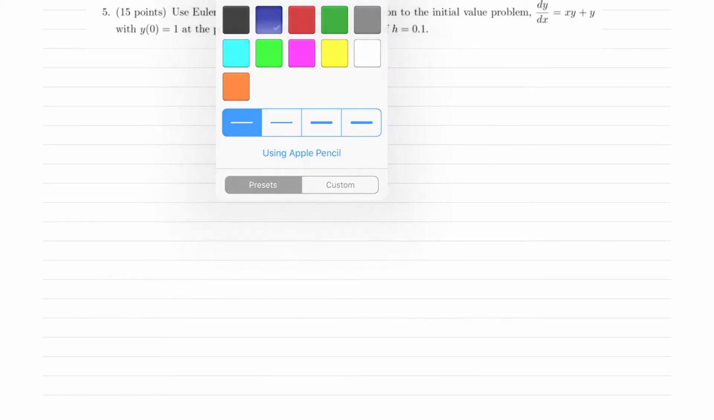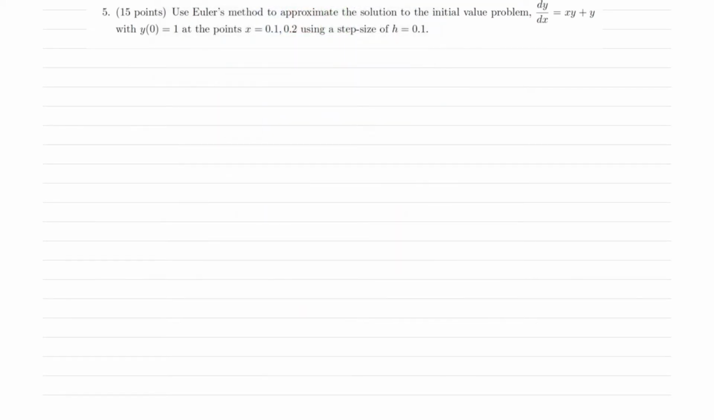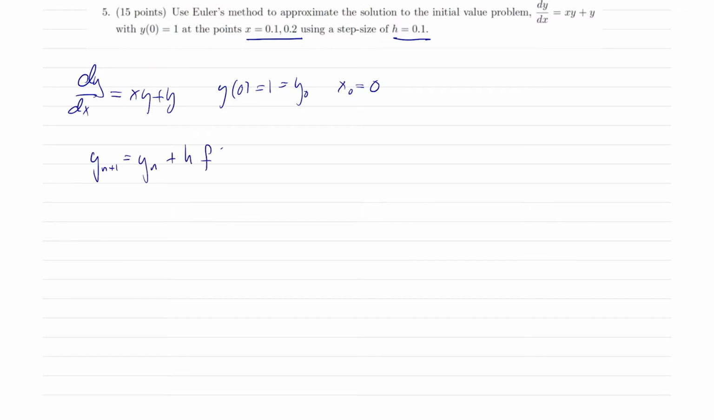Okay, so now we're using Euler's method to approximate the solution to the initial value problem dy/dx is equal to xy plus y, with y of 0 equal to 1, so this is y naught, and by the way, this means x naught is equal to 0. We want to approximate the solution at the points x equals 0.1 and 0.2 with step size h of 0.1. Now remember, y sub n plus 1 is equal to y sub n plus h times f of x n, y n.